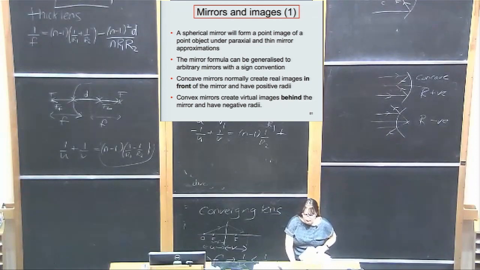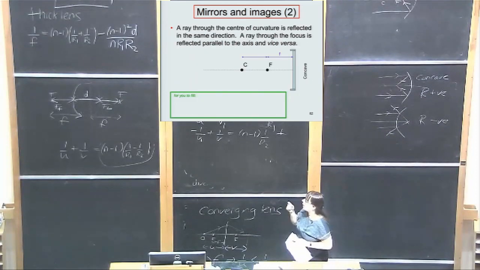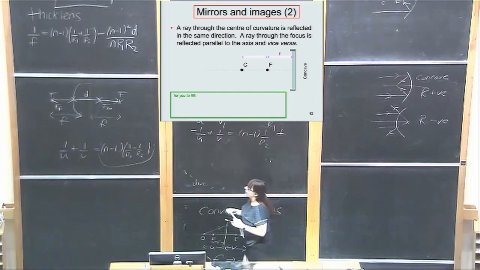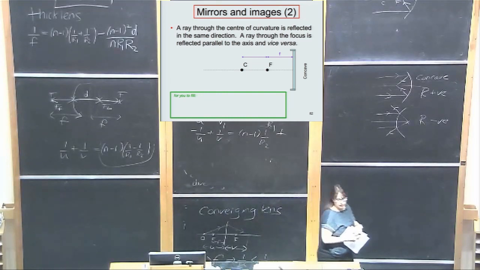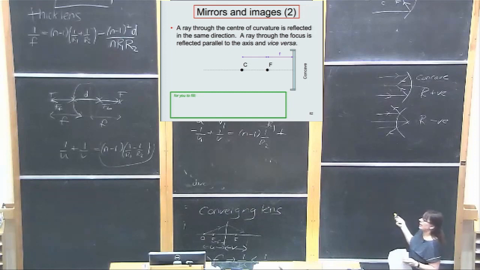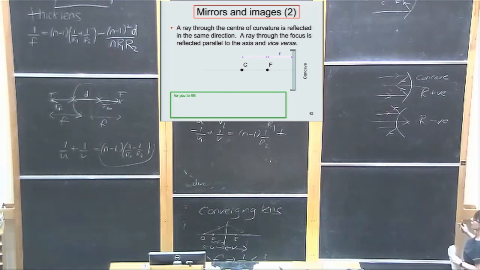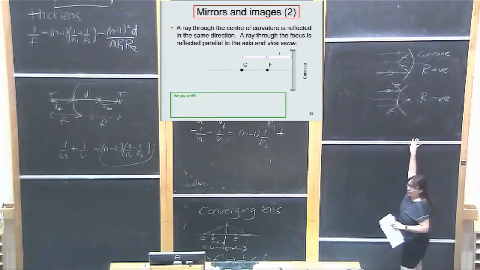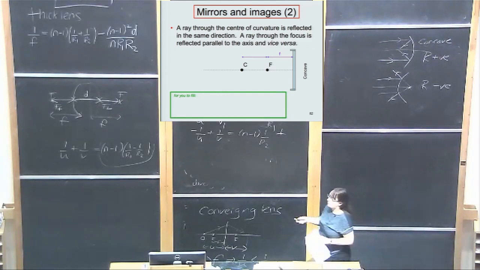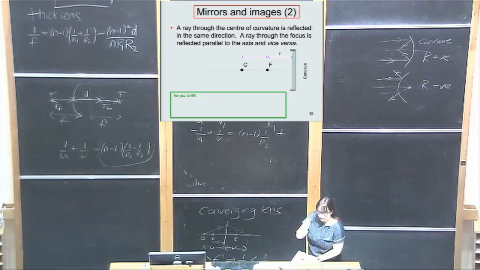Right, so let's look at this in a bit more detail, so how we figure out exactly where images are going to sit, their location and their size and so on. So we're going to do the ray tracing again, basically, but ray tracing for mirrors rather than lenses. But as you might imagine, it's very, very similar. And in fact, 2 of the 3 special rays are exactly the same.